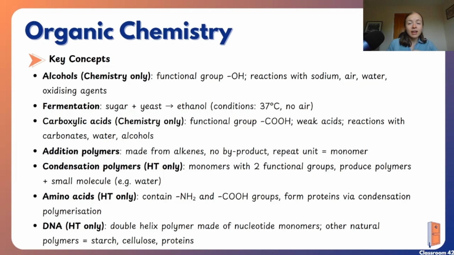And then finally, you also need to be able to apply these principles to DNA. So you know that from biology that DNA is a double helix polymer, and you also need to know that these are made from nucleotide monomers, and there are also other naturally occurring polymers as well, which are similar to DNA, such as starch, cellulose and those proteins we just talked about as well. So that's kind of applying that organic chemistry to biology as well.